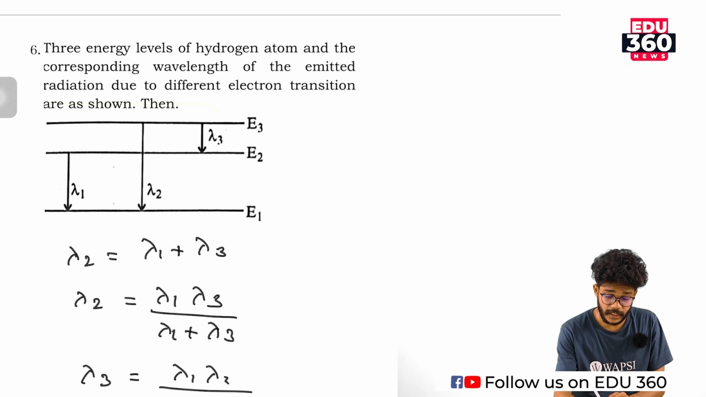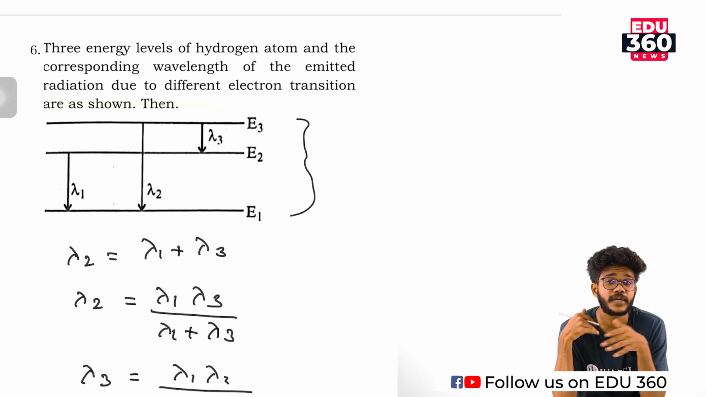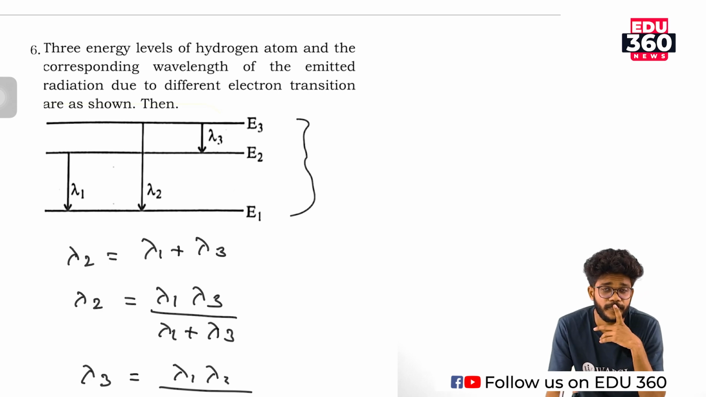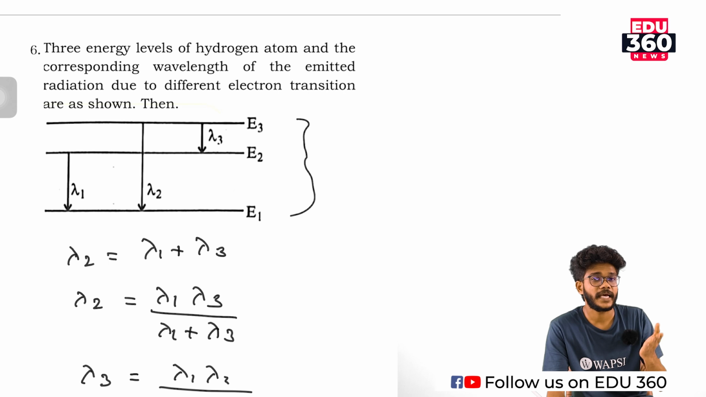See, the distance between E3 and E1 is very large. Can we assume that lambda 2 is very much greater than lambda 3 or lambda 1? No. Actually, the length is showing that the wave has to travel more, so a high energy has to be deployed by the wave to travel this distance. So from E3 to E1, a higher energy is deployed. That means a lower wavelength.